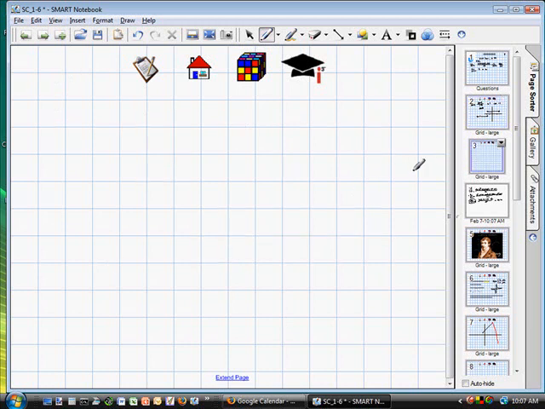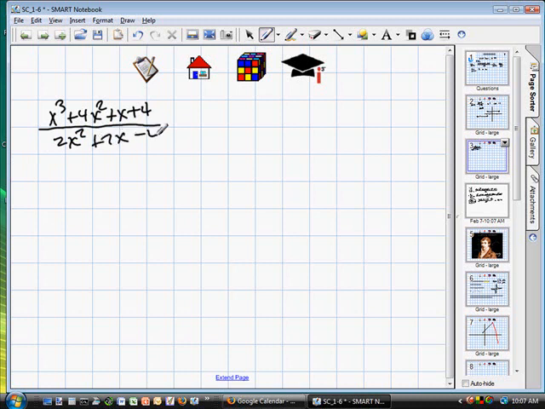Okay. We've got x cubed plus 4x squared plus x plus 4. So were you having trouble maybe getting the window correct on that? Yeah, that can be a challenge. 2x squared plus 7x minus 4. Okay, there's our function. And the idea is, what's the limit as x approaches negative 4?